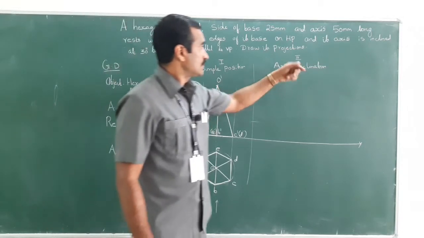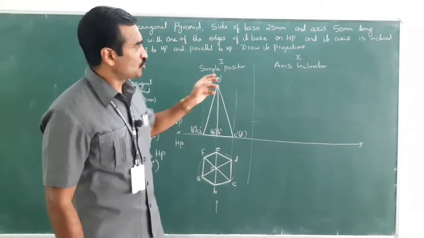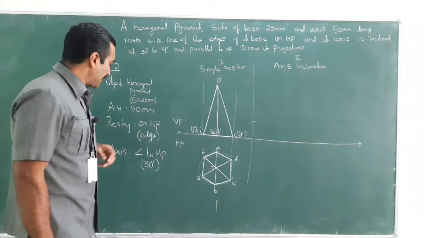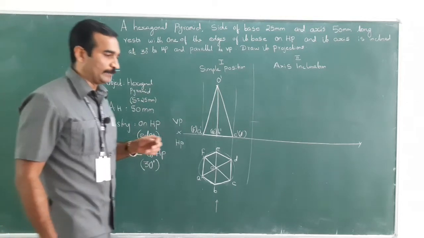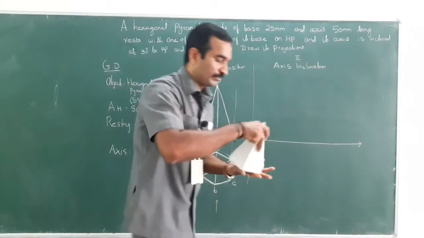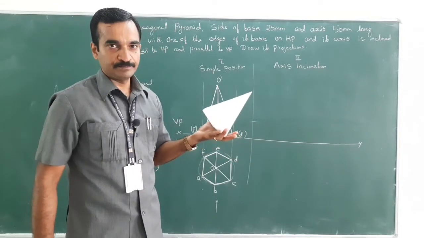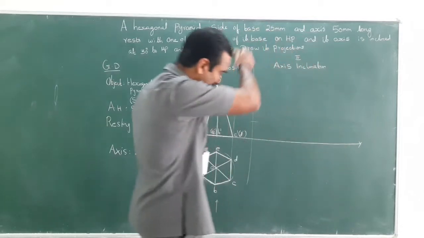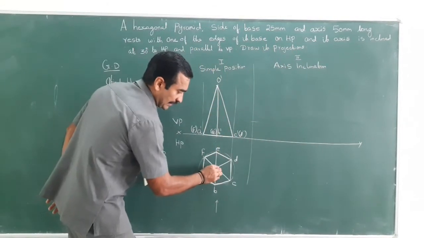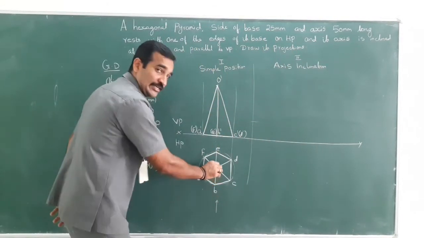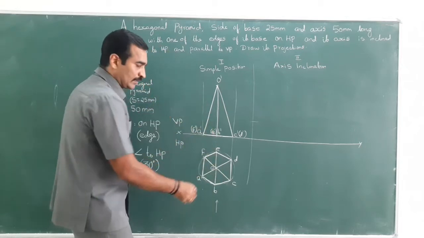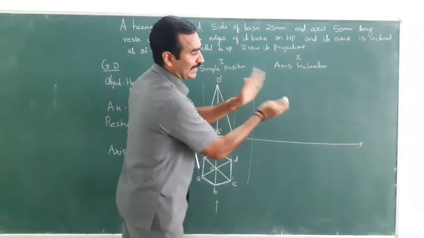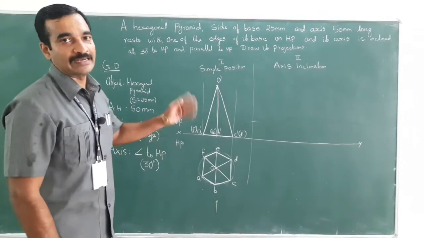What is this? Stage 2. Stage 2 is for the axis inclination or the final position. So the axis is inclined to HP. So this is how the axis is inclined. What I have to do? I have to incline the axis. Where is the axis here? So the axis is here, whereas the edge is also merging in the same line. So this is the axis. Now I need to tilt this axis at 30 degrees. How can that be done?